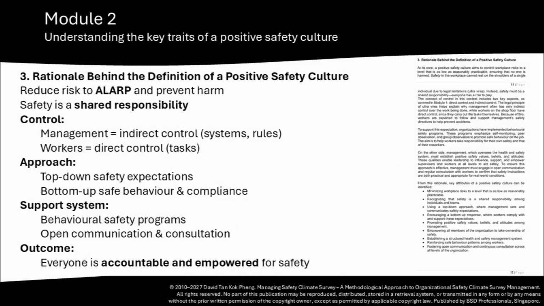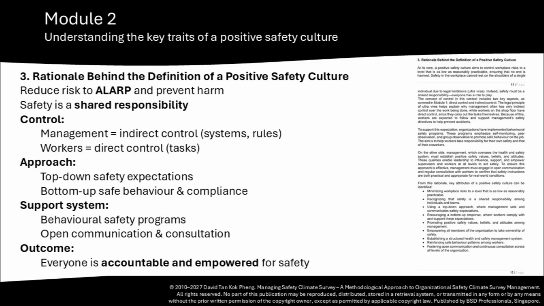3. Rationale behind the definition of a positive safety culture. At its core, a positive safety culture aims to control workplace risks to a level that is as low as reasonably practicable, ensuring that no one is harmed. Safety in the workplace cannot rest on the responsibility of a single individual due to legal limitations, or ultra vires. Instead, safety must be a shared responsibility, where everyone has a role to play.